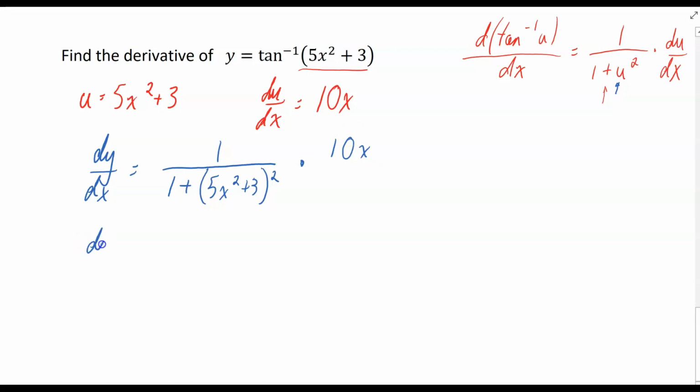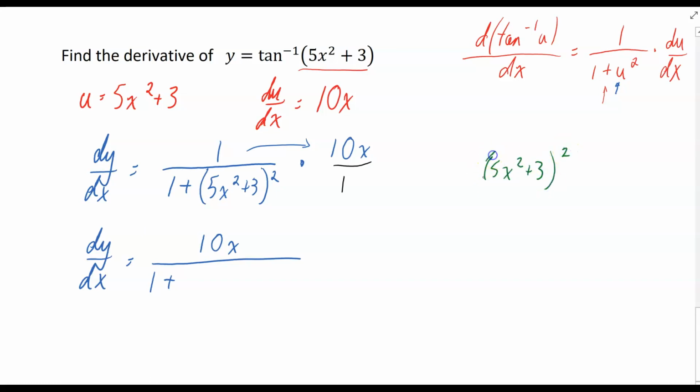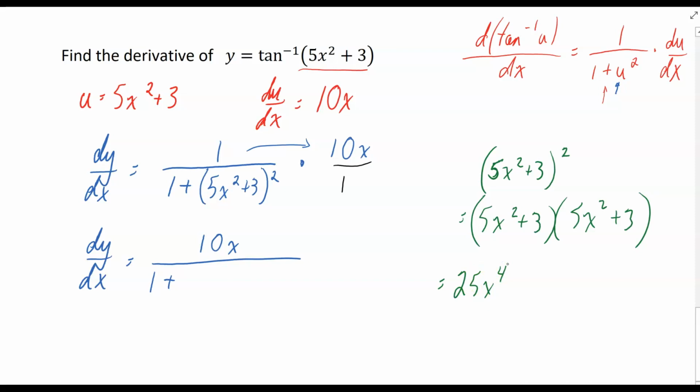All right, so just to tidy that up, that 10x is over 1, so now multiplying these two fractions together, 10x in the numerator, which is 1 times 10x, right? The denominator, 1 plus 5x squared plus 3 all squared. Let's do that over here. That's equal to 5x squared plus 3 times 5x squared plus 3. 5x squared times 5x squared is 25x to the 4. 5x squared times 3 is 15x squared. And 3 times 5x squared is 15x squared. And 3 times 3 is 9.